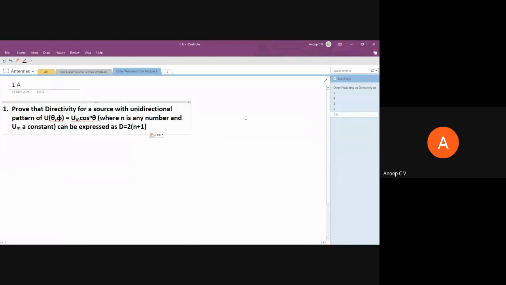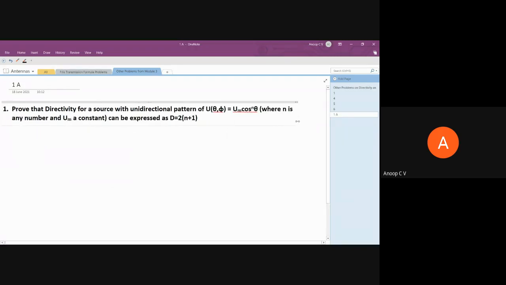So this is one problem. This was asked in the 2019 or 2020 university exam. Prove that the directivity of a source with a unidirectional pattern of U of theta comma phi equal to Um cos power n theta, where n is any number and Um is a constant, can be expressed as D equal to 2 times (n plus 1). Some of you might have seen the solution already; I have posted the solution. For those who have not seen it, what is given? The radiation intensity.